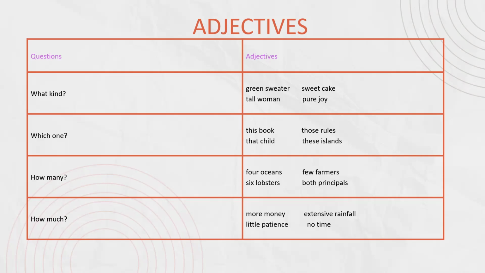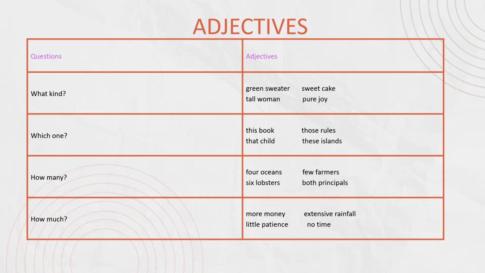Tall woman. Sweet cake and pure joy. Alright? Describe your family. Describe your hometown. What kind of hometown do you have? Alright? So there, you can use adjectives. You can definitely use adjectives, right?